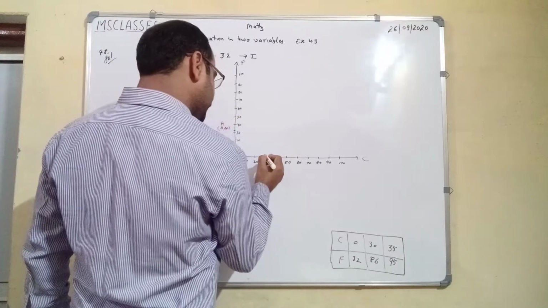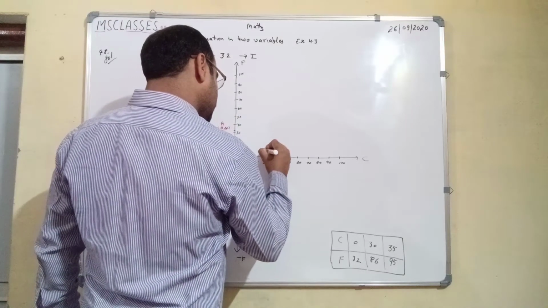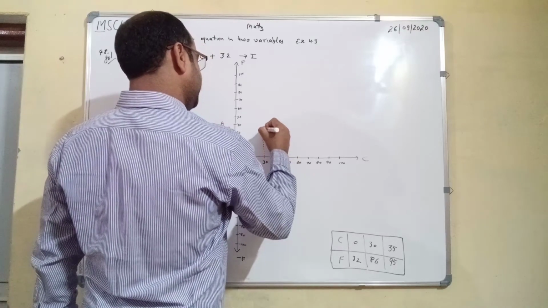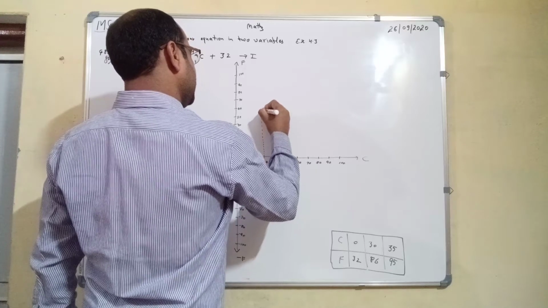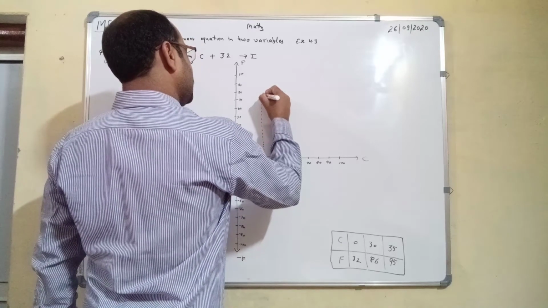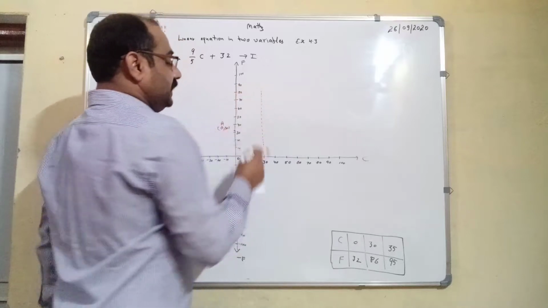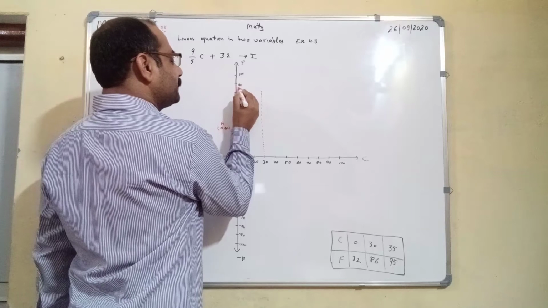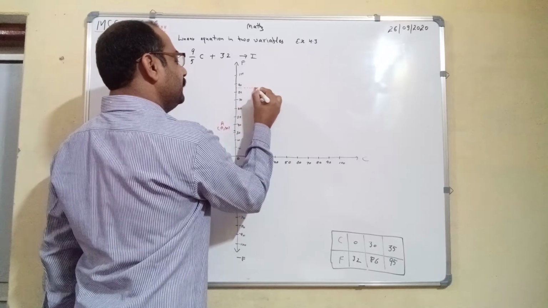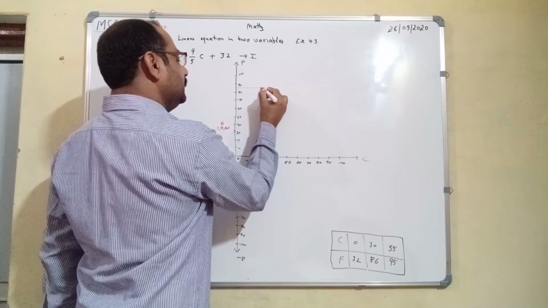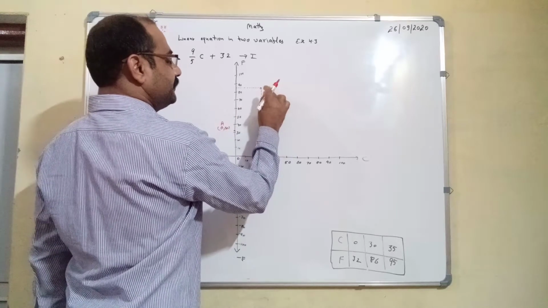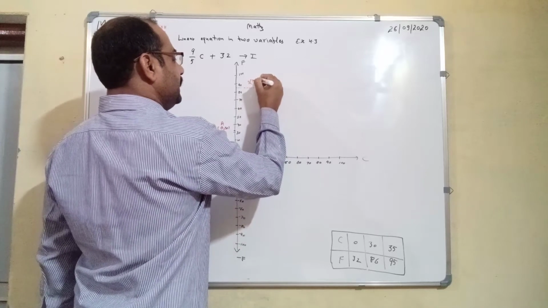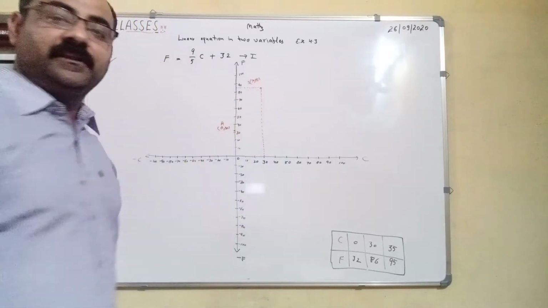Now you draw a perpendicular on 30 and toward 86, toward Fahrenheit, the positive value. Now 86 is 6 lines above the 80, and both perpendiculars meet at a point. This is B, 30 and 86. This is the second coordinate.